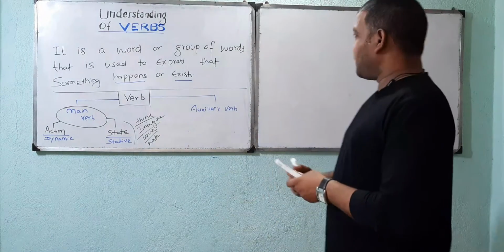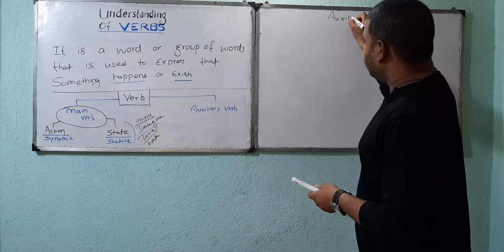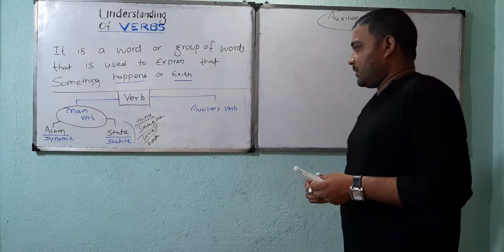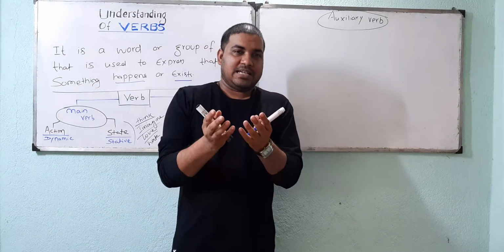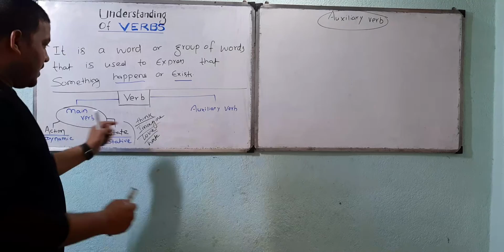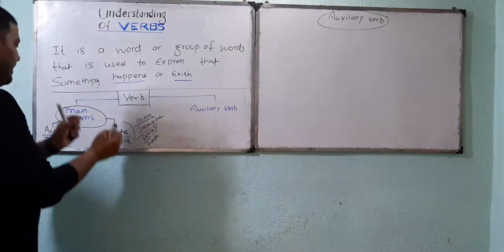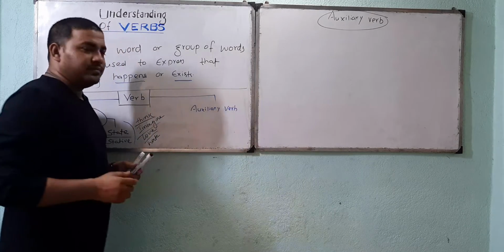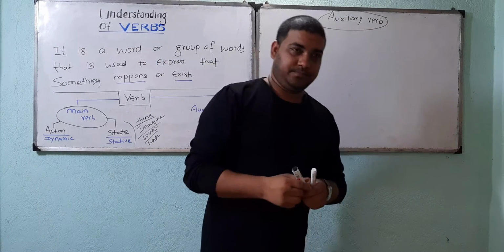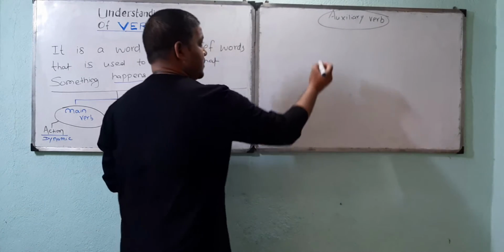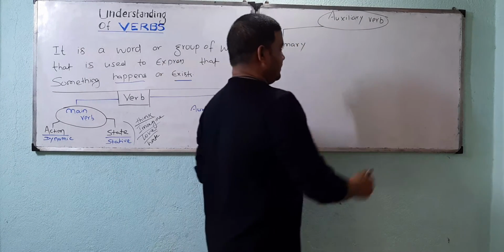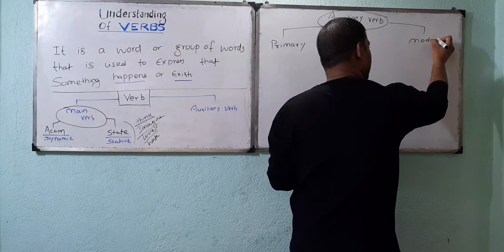What is an auxiliary verb? So guys, if I talk about auxiliary verb, this is just to assist the main verb. The main verb is here. Auxiliary verb is just known for helping the main verb. Auxiliary verb has no existence of its own. So auxiliary verb again has two types. The first is primary verb, and another is modals.